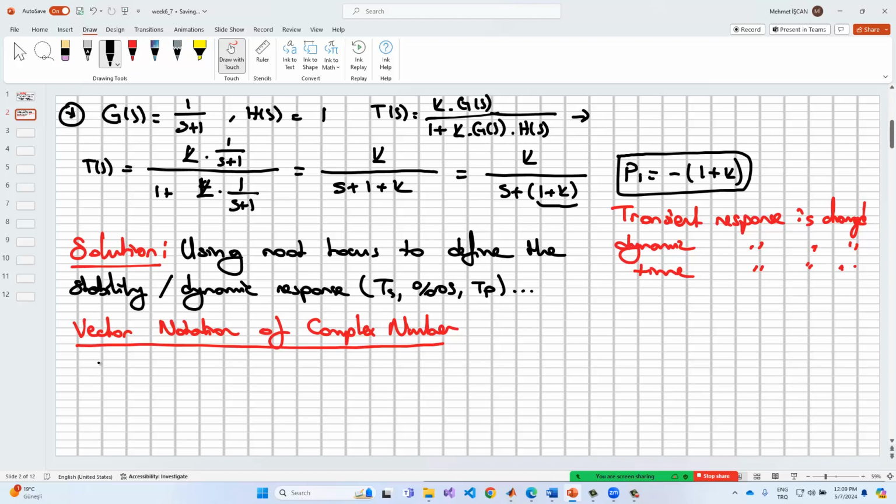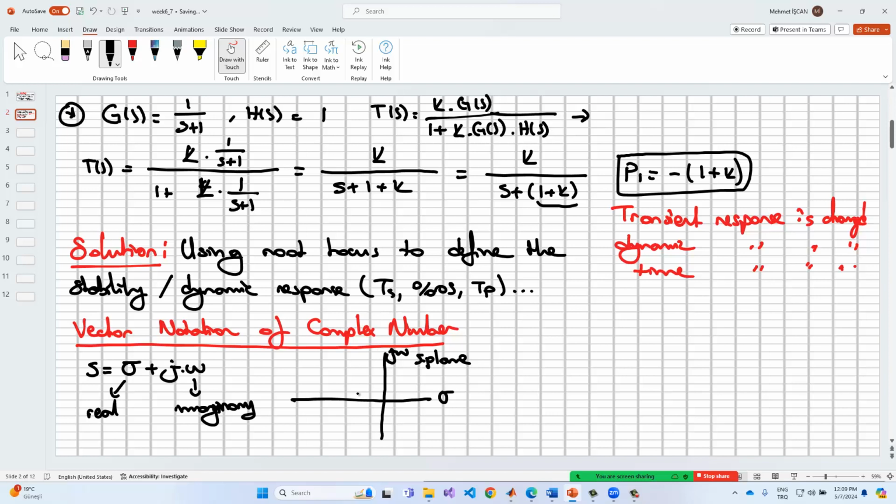Firstly, just remember that we have S equals sigma plus j times omega, right? This is the real part and this is the imaginary part, right? And so we have the S-plane. Just remember, this is the S-plane, right? And so we have the jω and sigma. And so in the time response analysis, this S-plane is utilized to what? To define your time response.